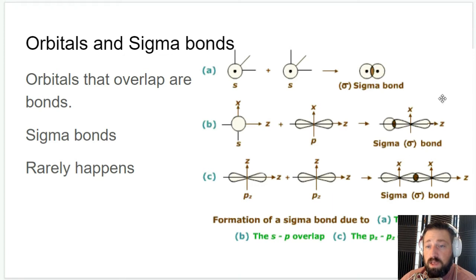The important thing here isn't necessarily that they're s orbitals or p orbitals. What matters is the overlap. If you see an overlap, that leads to a sigma bond. When we talk about pi bonds later on, I'm going to point out there is no overlap.